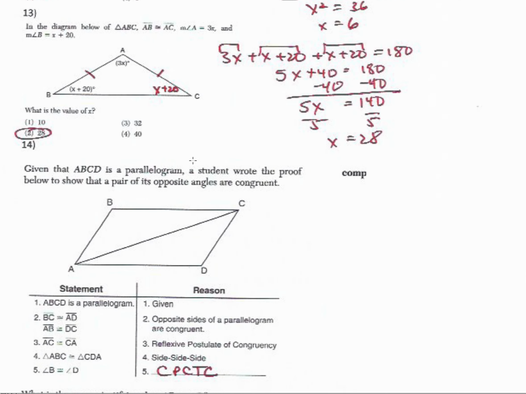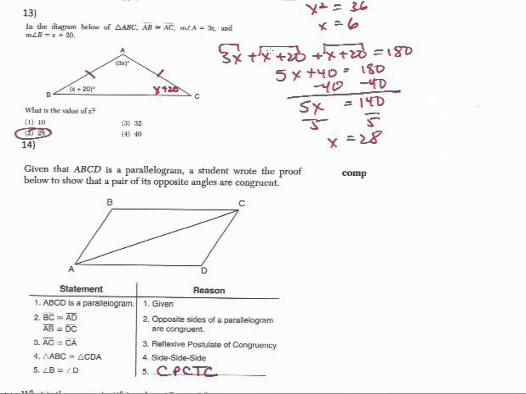Number 13, diagram below of triangle ABC. This time I know it's an isosceles triangle. And there's two things that are really important to remember about an isosceles triangle. One is that two legs are congruent to each other. And the other is that the base angles, which are across from the two congruent sides, are also congruent. In the problem, they only gave us the vertex angle, which is 3x, and one of the base angles, x plus 20. You were supposed to remember that the other base angle was congruent. So if angle B is x plus 20, then angle C is also x plus 20.